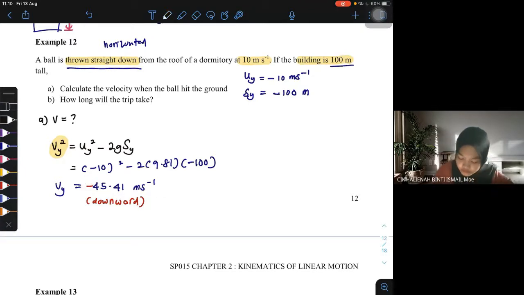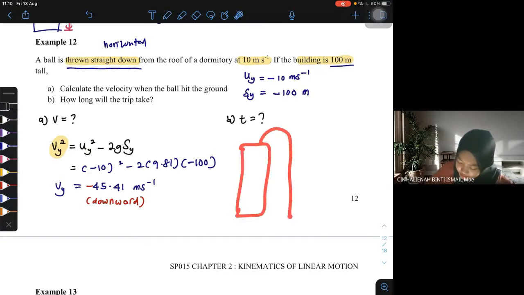Okay, so next one we want to find how long will the trip take. Maksudnya the value for the time. So the whole journey semasa dia dari atas ni sampailah dia sampai ke bawah, what is the time taken? Ataupun usually we call it as time of flight. So we want to find the time here.